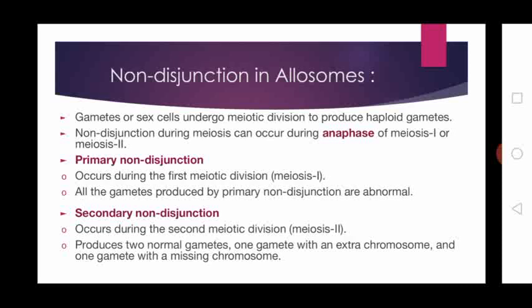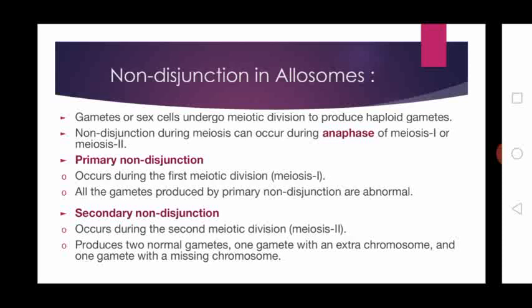Then, about non-disjunction in allosomes. Allosomes are in germ cells or sex cells. The gametes or sex cells undergo meiotic division to produce haploid gametes. Non-disjunction during meiosis can occur during anaphase of meiosis 1 or meiosis 2. Usually the non-disjunction process occurs during anaphase. Meiosis occurs in two phases, meiosis 1 and meiosis 2, so we have two anaphases during meiosis. Non-disjunction during meiosis can therefore occur during meiosis 1 or meiosis 2.